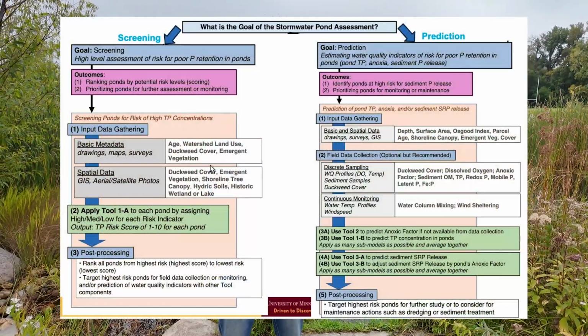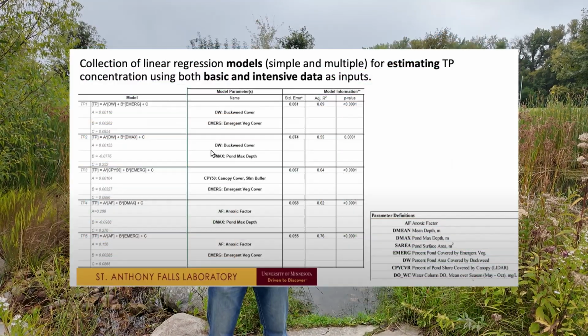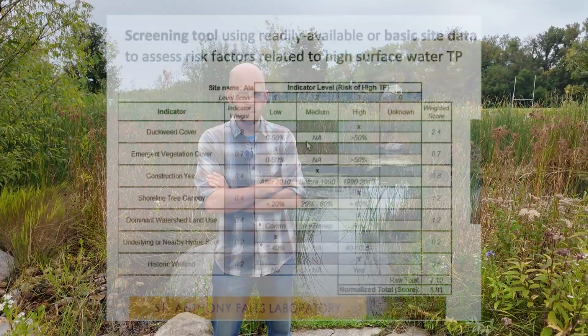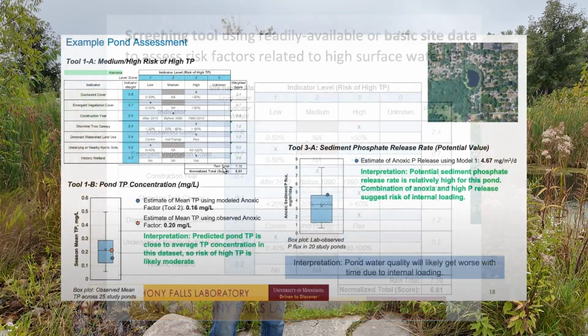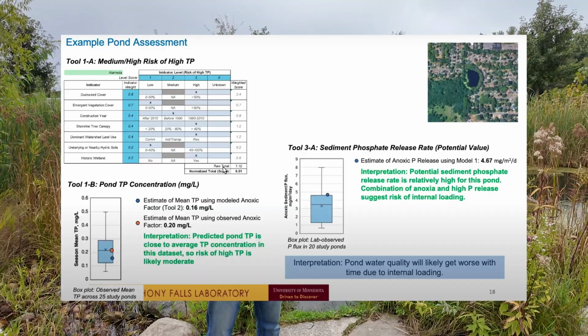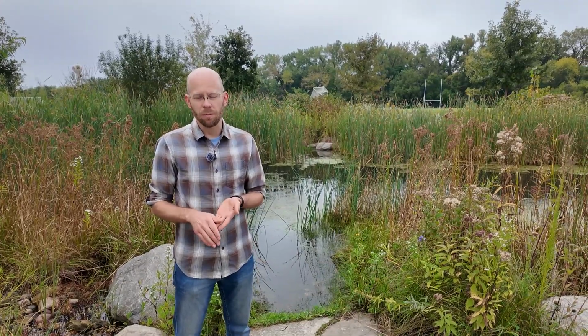The pond assessment tool is a set of spreadsheets that are used to assess stormwater detention ponds for risk of poor phosphorus retention. And we include two components in there. One component is a very simple screening type tool designed to be used with very basic input information. And then we also have a set of tools used for predicting total phosphorus concentration, dissolved oxygen, and anoxic phosphate release rate from sediments in ponds.